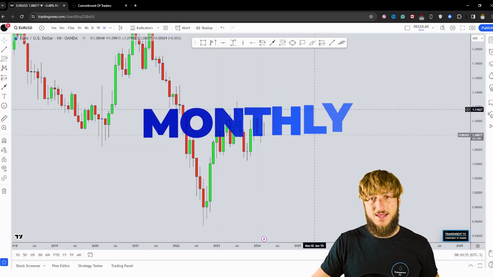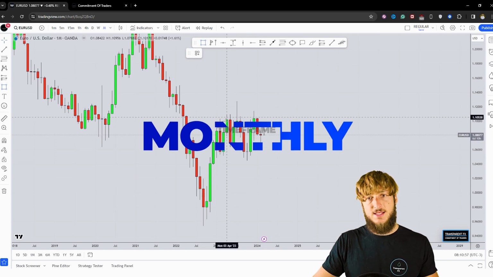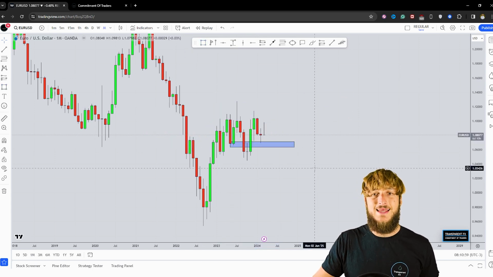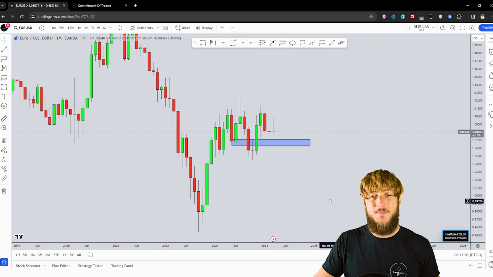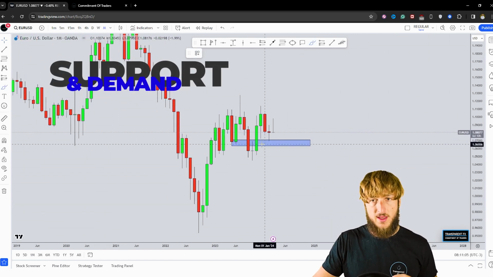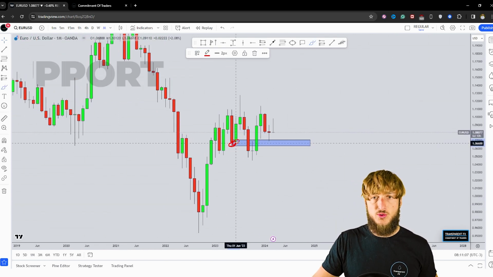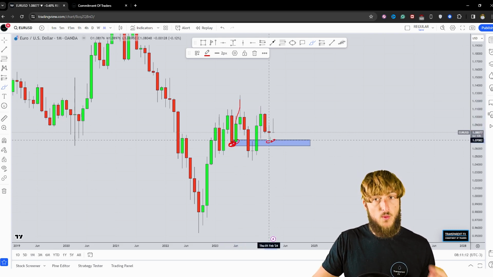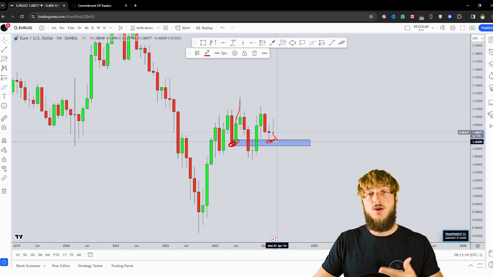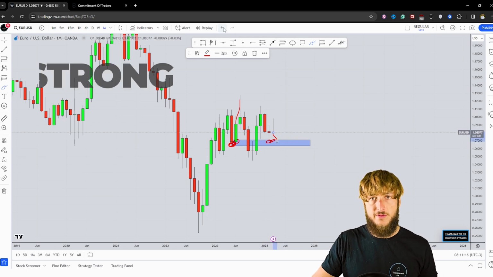Starting here from the monthly time frame, what we can see is that we have a market which at the moment is about to test and has already tested actually a quite strong monthly support and demand area. In fact, this previous level of support and demand from which all this move to the upside was created has already been tested here. However, the market seems to be heading once again for another test of this level.